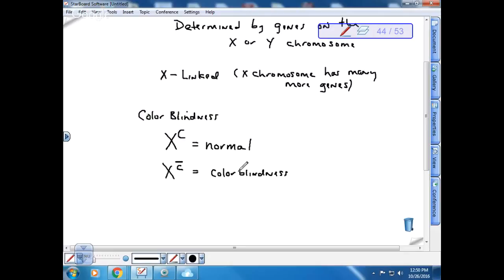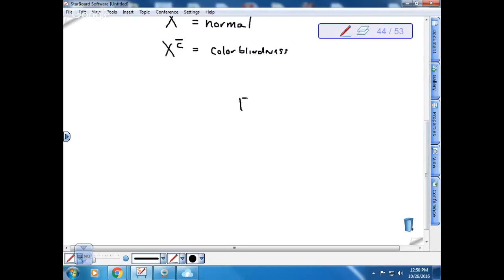Okay. Now, because it's on the X chromosome, this means that females can be carriers, but males can't, right? So females can carry the trait, males can't. So it's actually, probability-wise, more common for a male to be colorblind than a female, but females can be colorblind, okay? So let's look at how this would play out in a pedigree. So we have generation 1 and 2, right? And then we could have a child with color blindness.